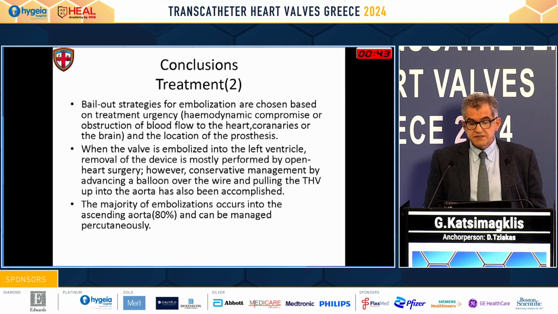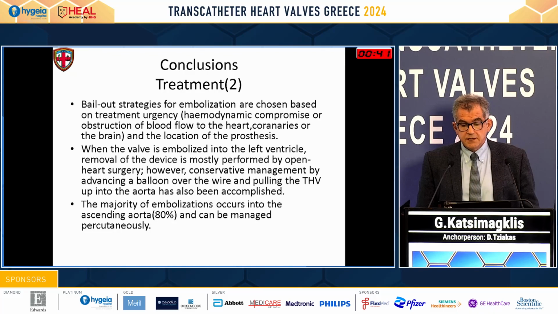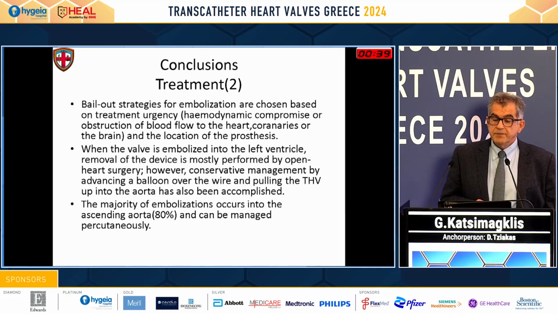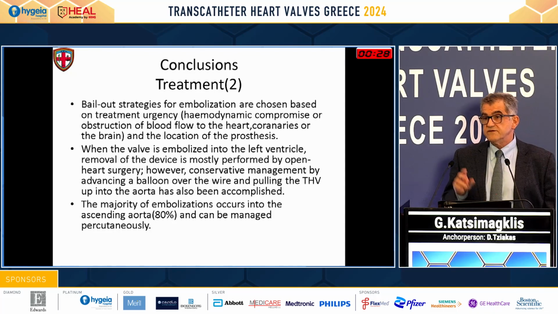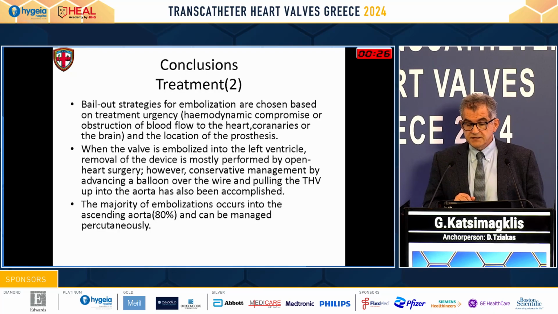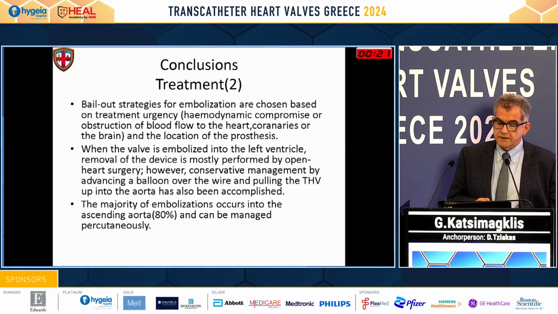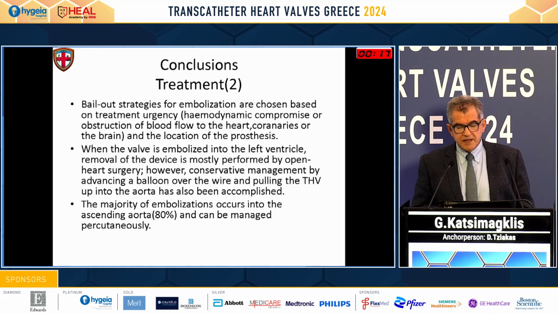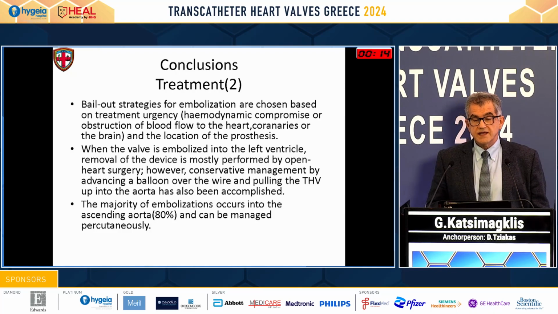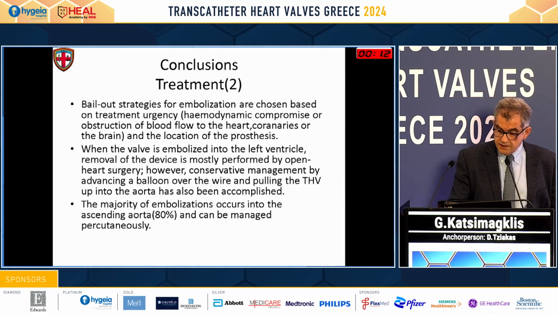The bailout strategies for the embolized valves are chosen immediately based on treatment agency. When the valve is embolized into the left ventricle, removal of the device is mostly performed by open heart surgery. However, conservative management by advancing a balloon over the wire and pulling the TAVI valve outside the aorta has been accomplished sometimes. The majority of embolization occurs into the ascending aorta and can be managed percutaneously.